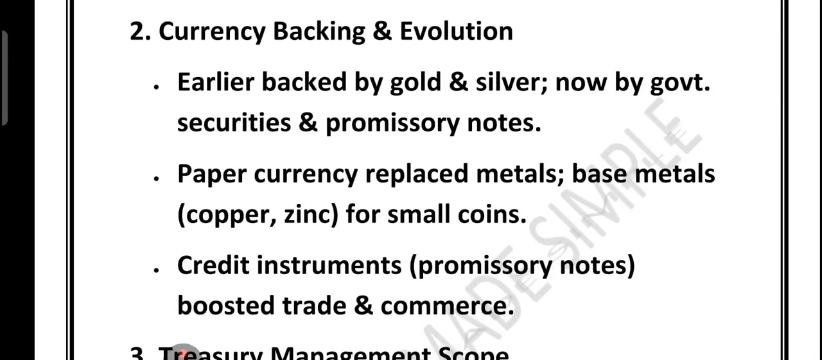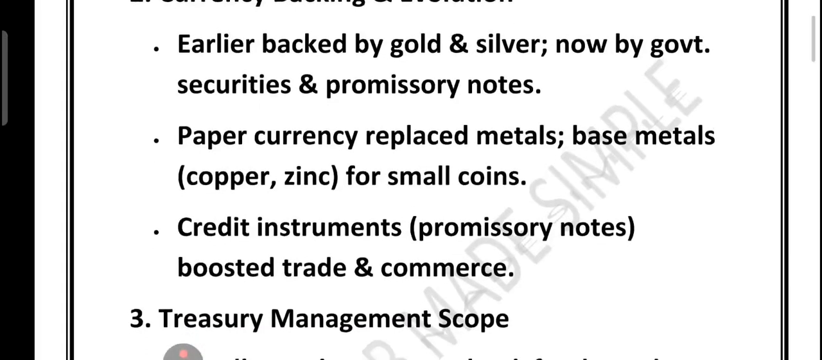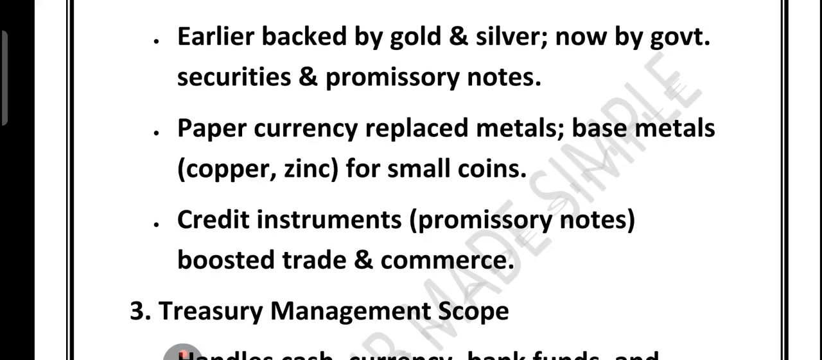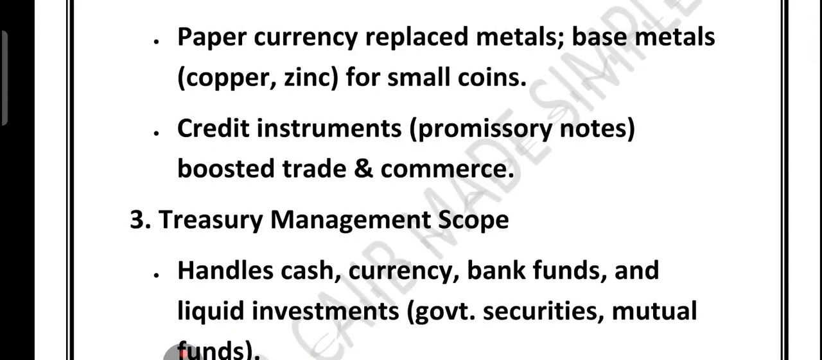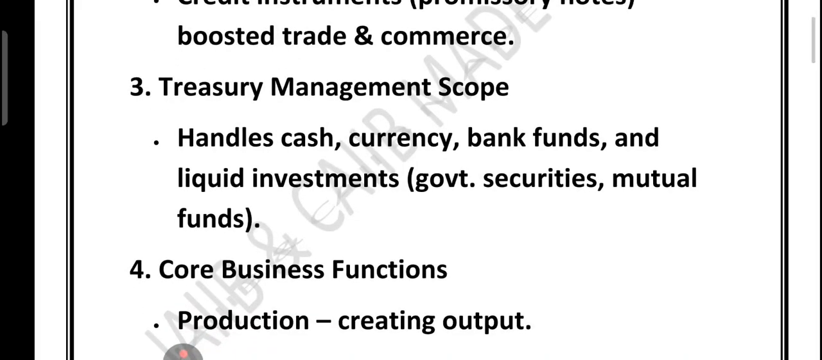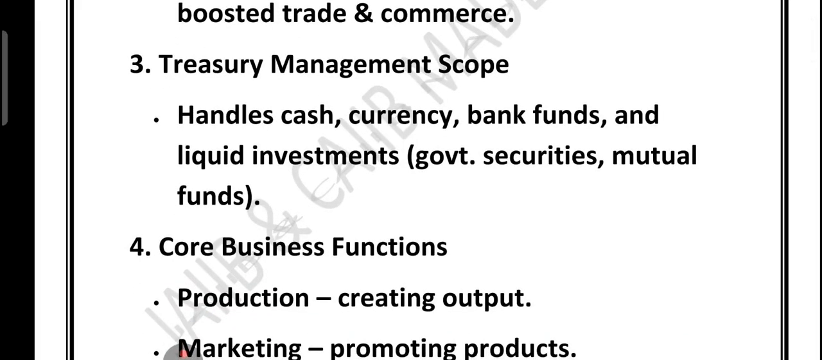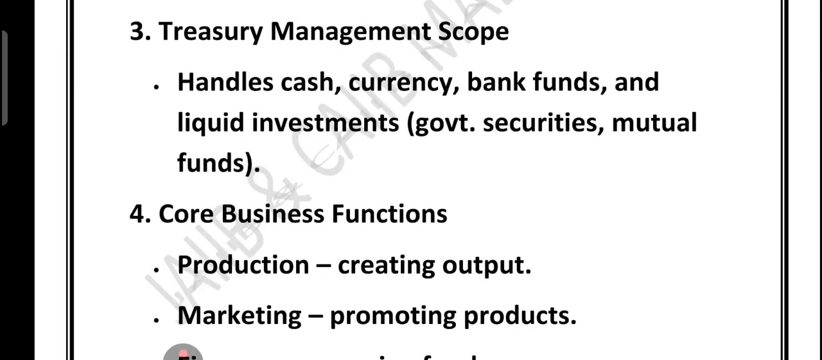Then comes currency backing and evolution. Earlier, money was backed by gold and silver, but now it is supported by government securities and promissory notes. Over time, paper currency has replaced metal coins, and smaller coins started being made from base metals like copper and zinc. Also, the use of credit instruments such as promissory notes helped boost trade and commerce, making transactions much easier. Now, the scope of treasury management covers everything related to cash, currency, bank funds, liquid investments like government securities or mutual funds. In short, it's all about managing the flow and investment of money efficiently.